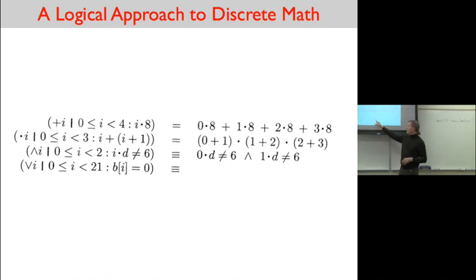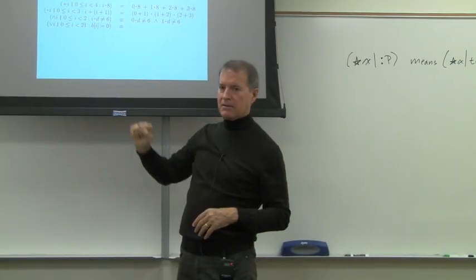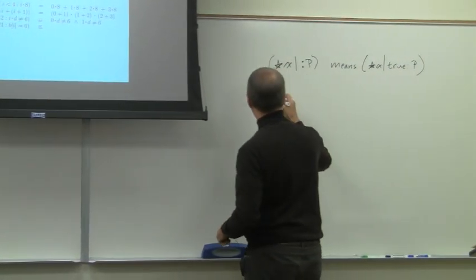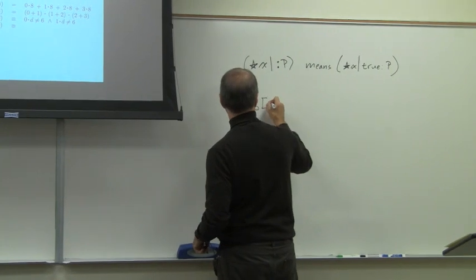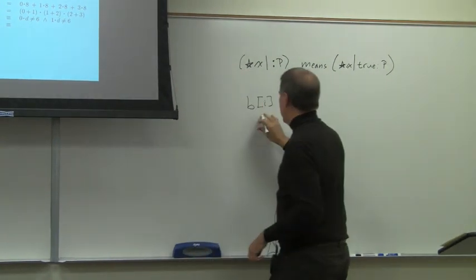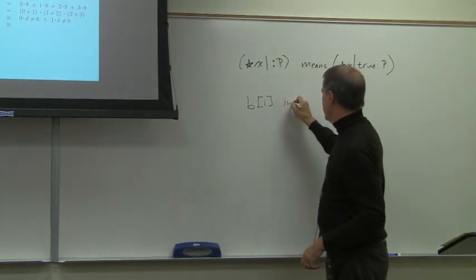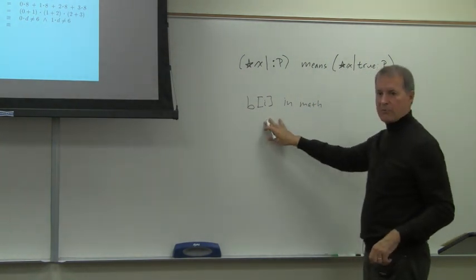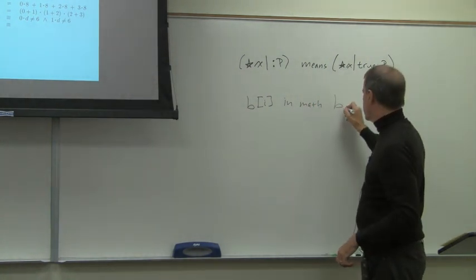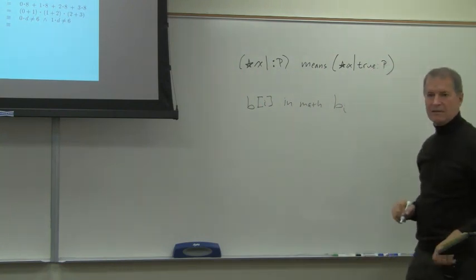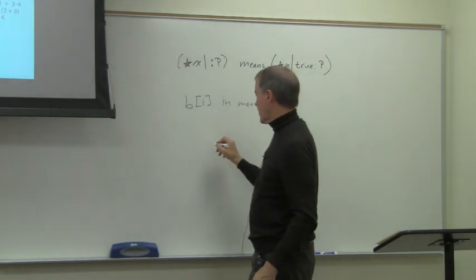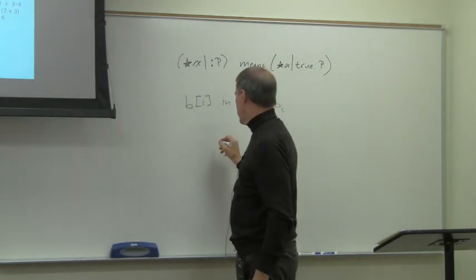Now, does everybody understand this b square bracket i? Nope. Okay, so b square bracket i, in math, it's like an array in programming, but in math, it's like b sub i. You know what I mean? No. Well, look, have you ever seen this kind of thing before?